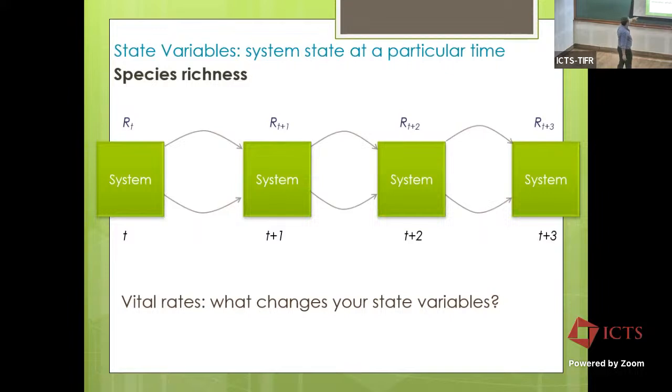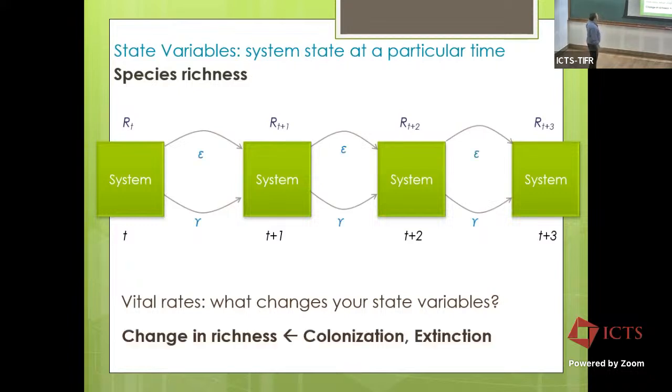So those vital rates we talked about, that survival, emigration, and we talked about immigration into the population, are what is bringing about a change in these state variables. Is everybody clear on that? Yeah? So the two vital rates that we are concerned with when we're thinking about this: gamma represents colonization, so new species coming into the system that were not there previously. And this epsilon here represents extinction, or species that were there in a particular time step, not there in a subsequent time step. Yeah?